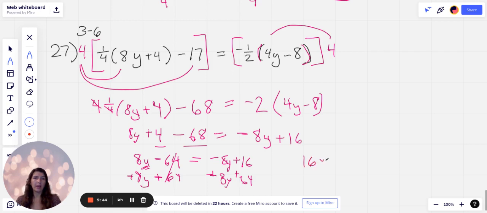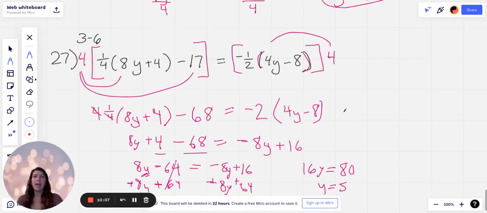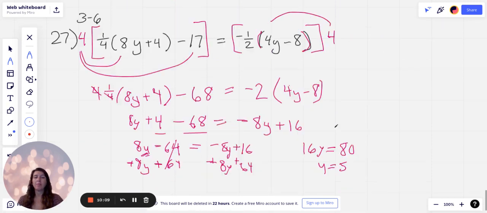And then I divide both sides because 16y is a multiplication. So to unravel that, I divide both sides by 16. And 80 divided by 16 comes out to y equals 5. So that's the same problem done two different ways, 3.5 versus 3.6, and we get y equals 5 both times.